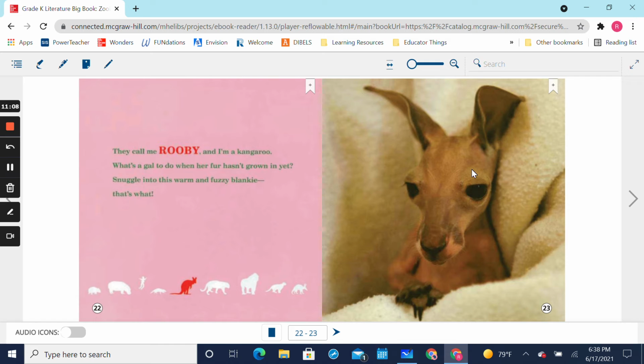I have a question for my friends. If we look at the picture on page 23, how does this picture help us understand why Ruby, the kangaroo, needs a blanket? What does the picture show us? Pause this video and talk about it. Let's keep going.